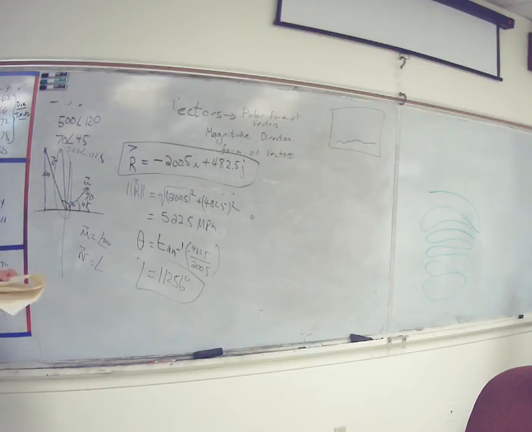Does that make sense? If you're going to add in polar, you've got to get the I and J of the first vector, the I and J of the second vector. You've got to add them together, and then you've got to convert it back to polar.